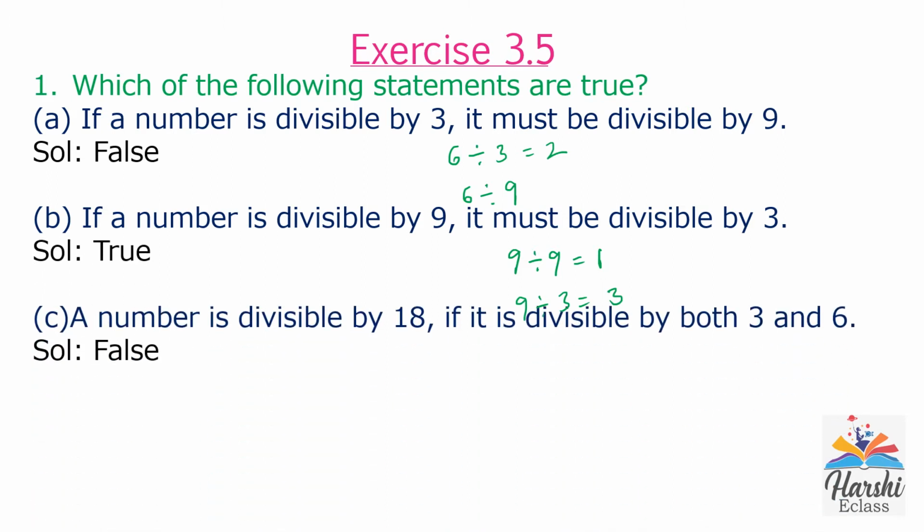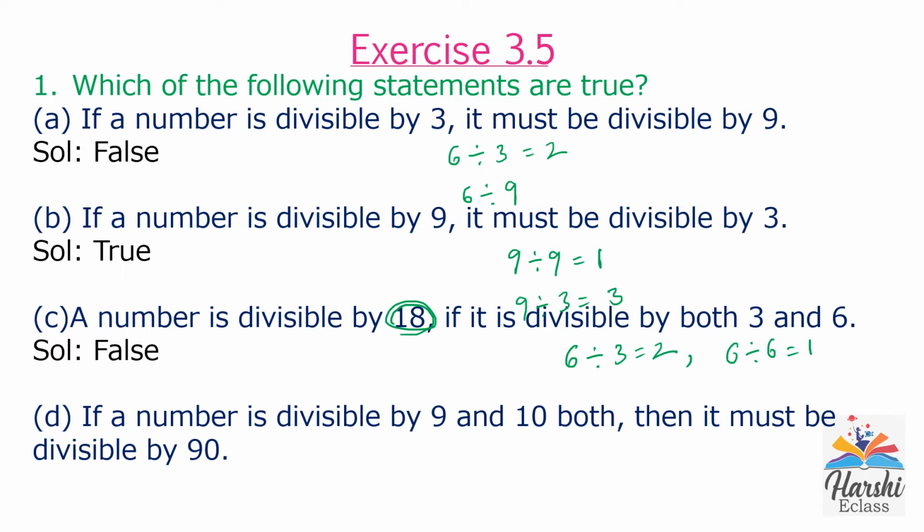C. A number is divisible by 18 if it is divisible by both 3 and 6. It is a false statement. For example, 3 and 6 both can divide the number 6. 6 divided by 3 is equal to 2, and 6 is also divisible by 6. But 6 is not going to be divisible by 18. So it is a false statement.